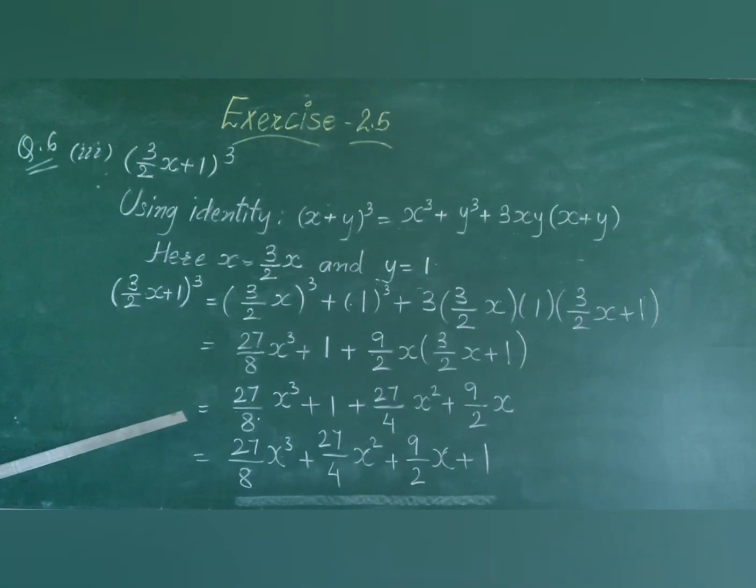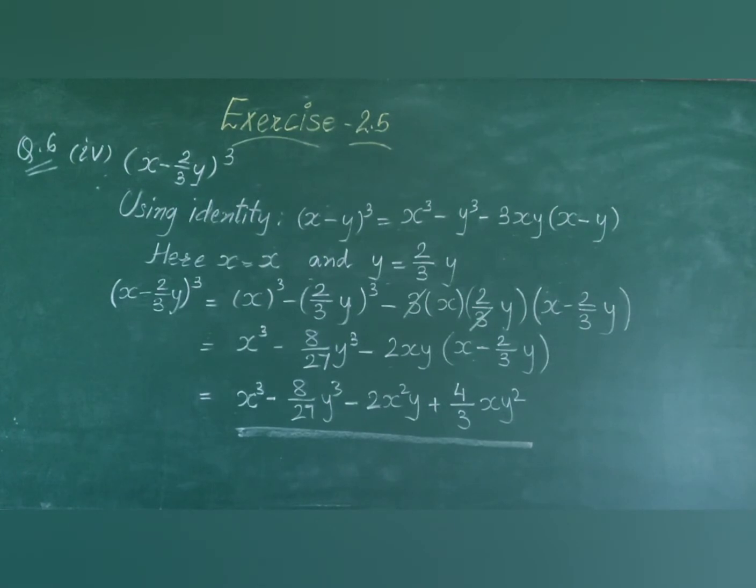Now we rearrange the polynomial, that is 27/8x cube + 27/4x square + 9/2x + 1. So the expansion of (3/2x + 1) cube is 27/8x cube + 27/4x square + 9/2x + 1.